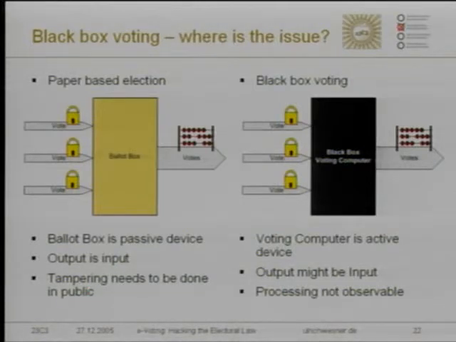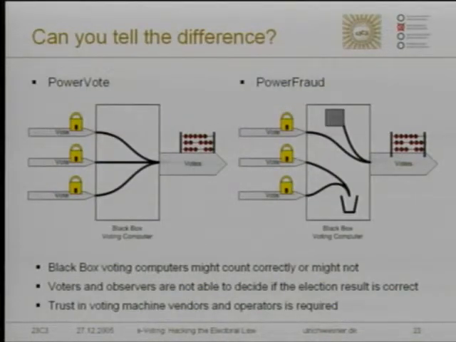And what's the difference to black box voting? In black box voting, you have secret votes being submitted to a black box voting computer, which acts as the ballot box. And at the end, somebody presses a button and the votes are counted. So where's the difference? The difference is that the voting computer is an active device and the output might be the input, but it also might not be, as the processing is not observable. And in fact, if you are there in the ballot office and watch the voting computer being operated, you can't tell the difference between proper vote, where each of the secret ballots unchanged goes into the vote counting. You can't distinguish that from fraud, where some of the votes just get dropped and other votes are added by this voting computer.